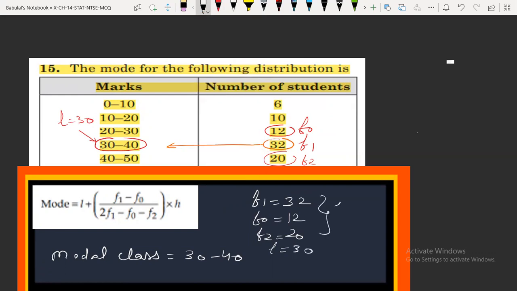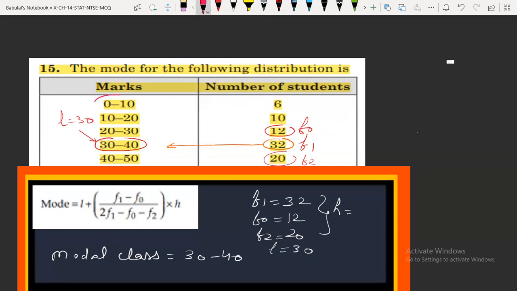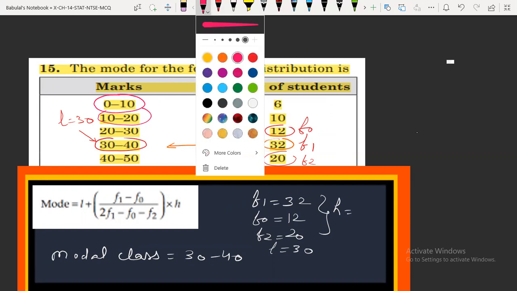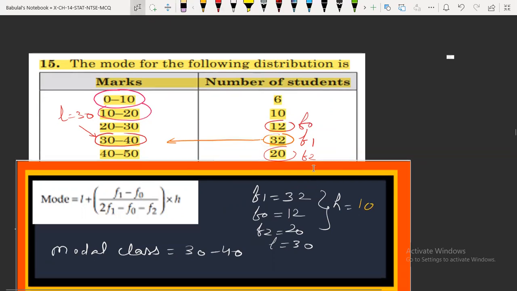And what is H? What is the class size? You can take the difference of the upper limit and lower limit of any class. The difference of the first class, lower limit and upper limit: 10 minus 0. कितना difference है इसमें? 10 का. What is the difference of 10 and 20? 10 का. So what is H? What is the class size? That is 10. So now you can put in the formula.